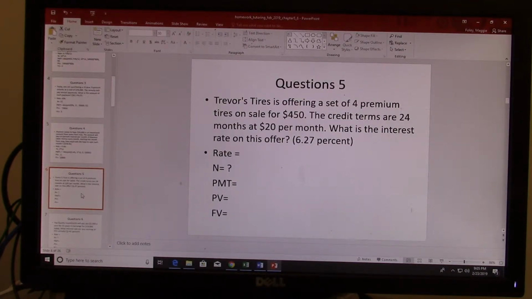Question number 5. Traverse Tires is offering a set of 4 premium tires on sale for $450. So this company is selling something for $450 now, so this should be the present value. The credit terms are 24 months at $20 per month. And the question is asking for how much is the interest rate on this offer, or it's asking for the annual interest rate. Okay, so $450 should be the present value.